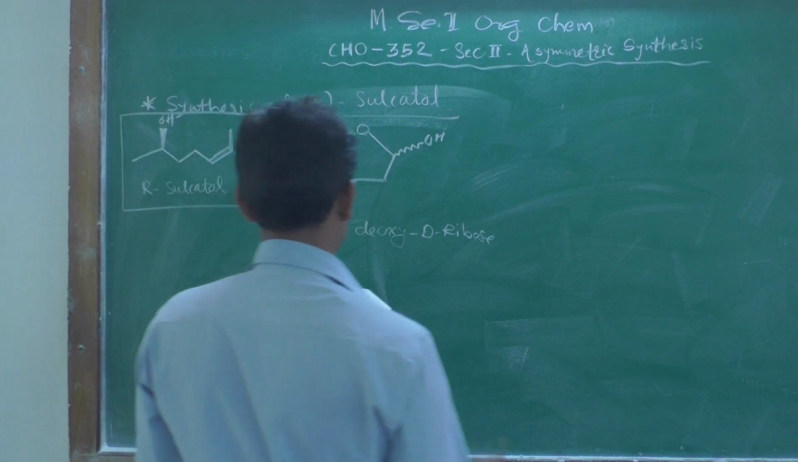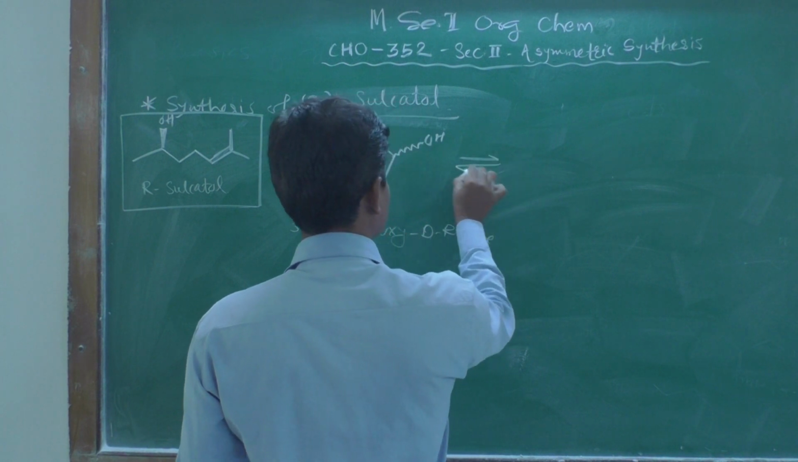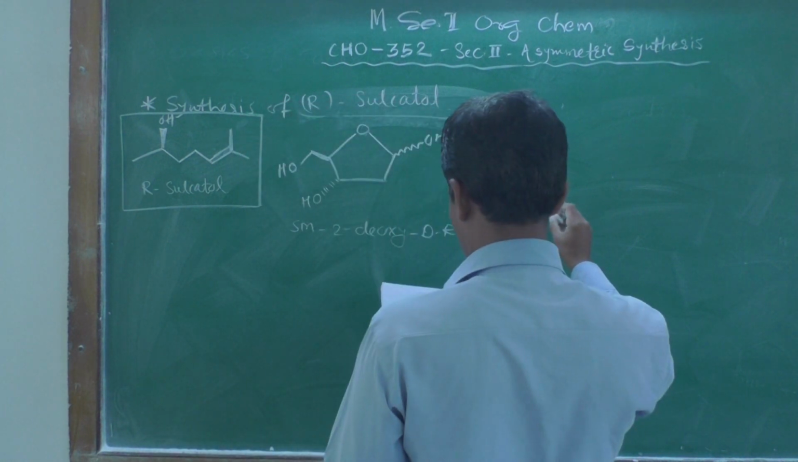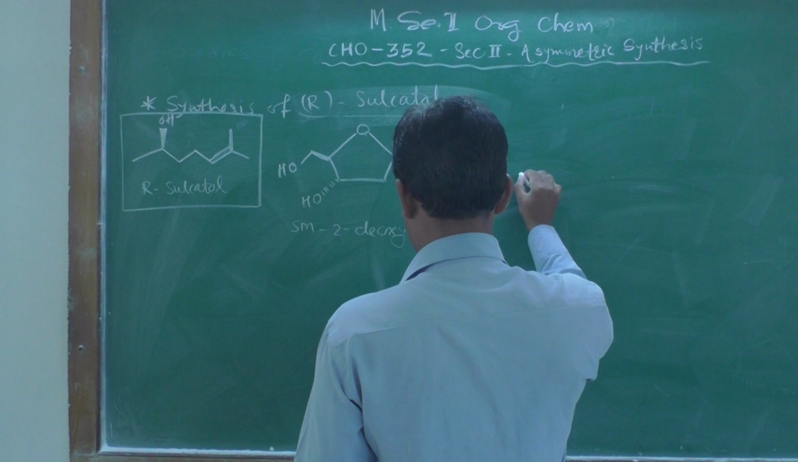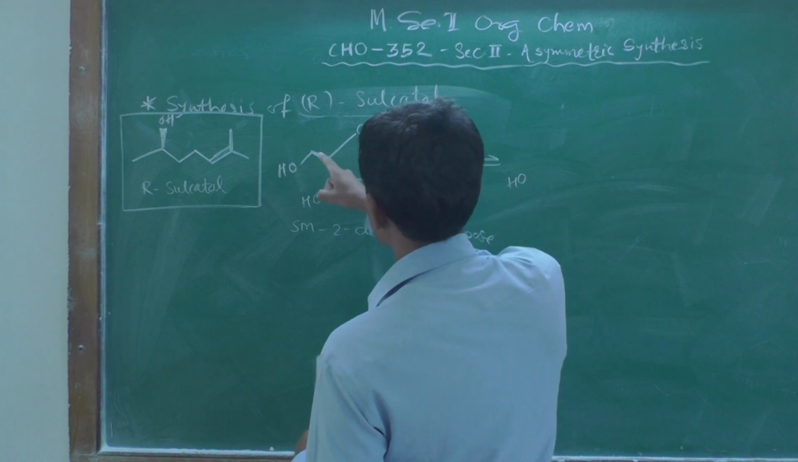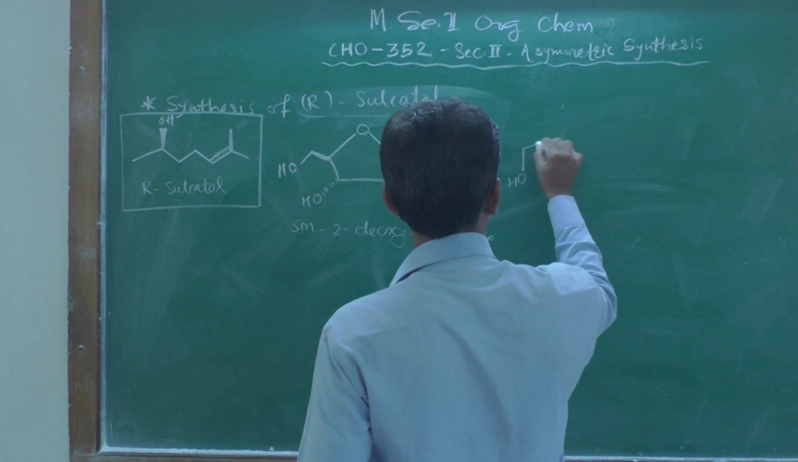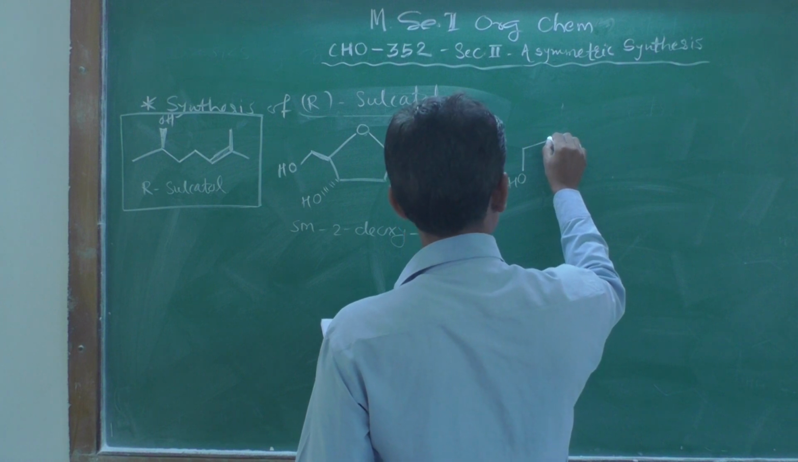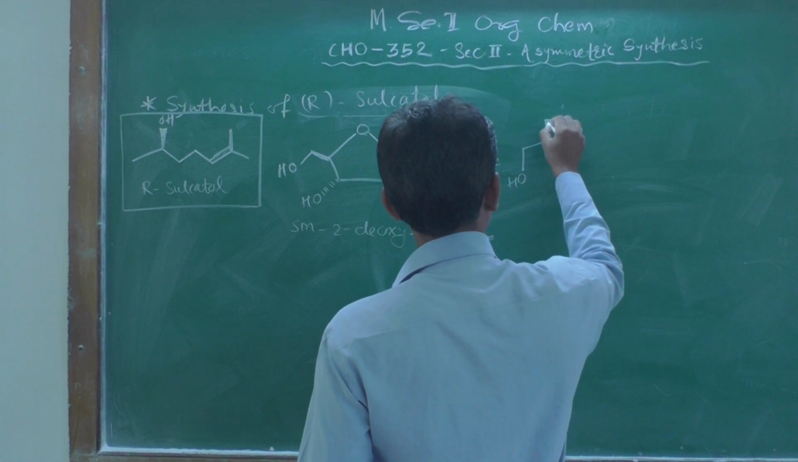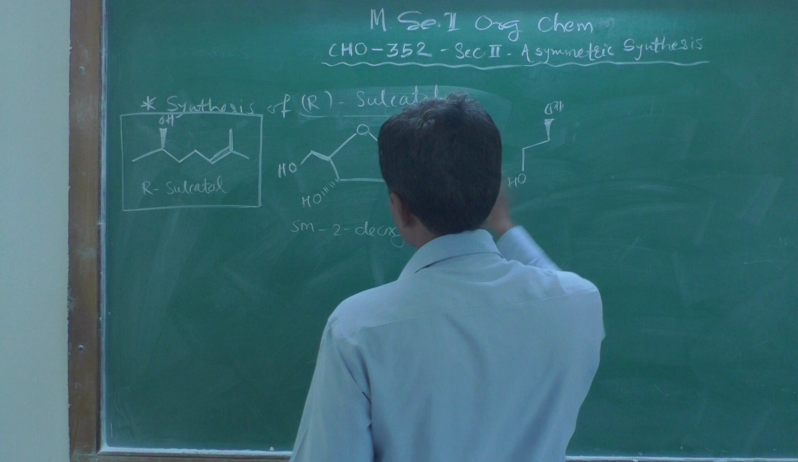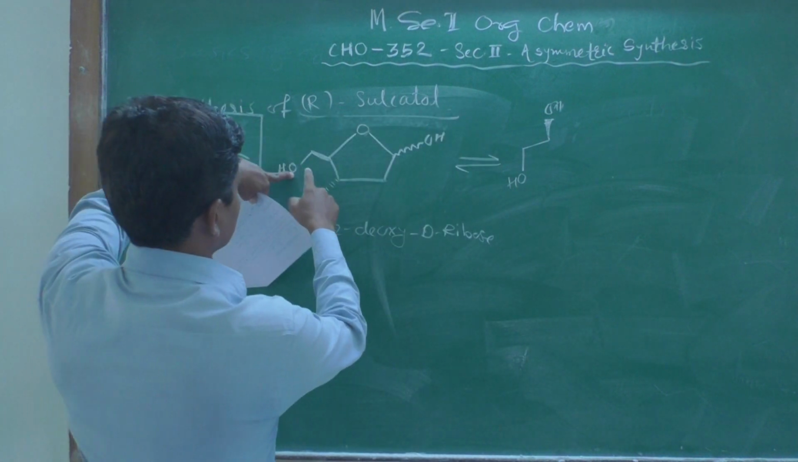2-deoxy-D-ribose. Now we can open this molecule and we can get CH2OH, CHOH, OH, CH2.